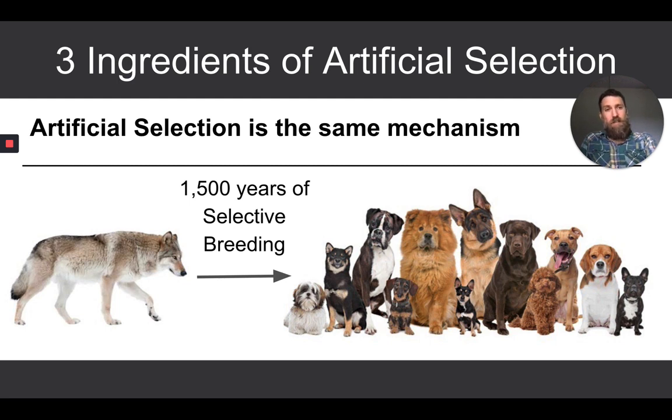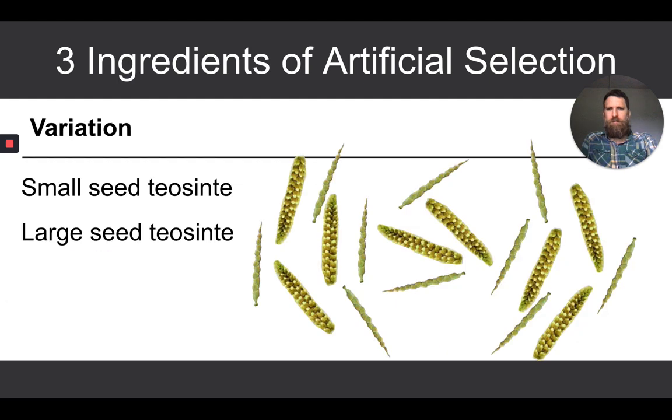Let's go through another example, and I'll show you how artificial selection is nearly identical to natural selection. And we'll highlight that one difference. What is it that makes it different? So we have a population here of teosinte grass. This is a wild grass that grows in central Mexico.